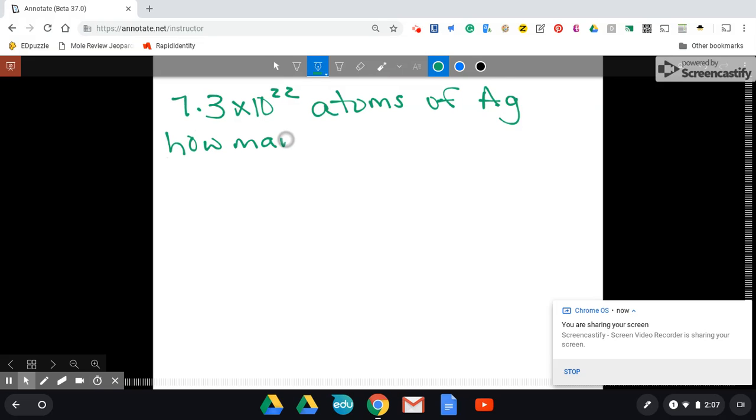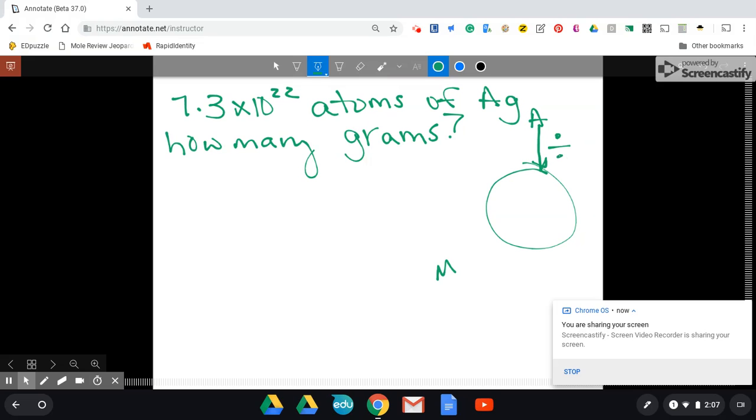Let's say that I've got 7.3 times 10 to the 22nd atoms of silver. How many grams is that? So you're up here at the top of your circle, remember? Atoms is up here at the top. You're trying to get over here to where mass is. So I've got to go in, so I'm going to divide, and remember at the top, I do 7.3 times 10 to the 22nd. I write that down first.